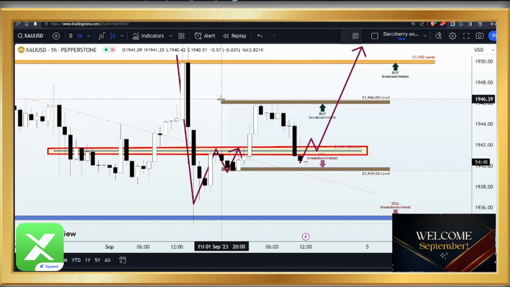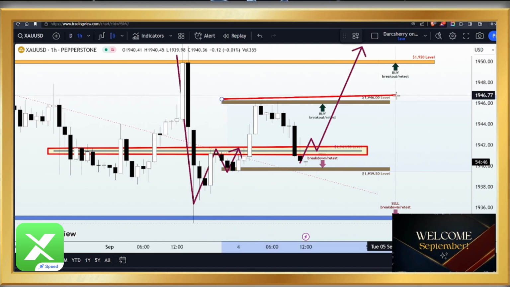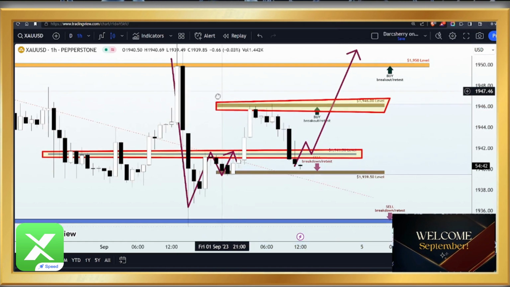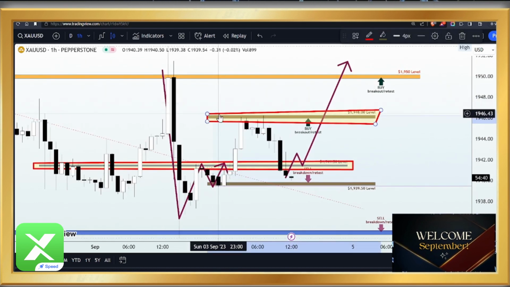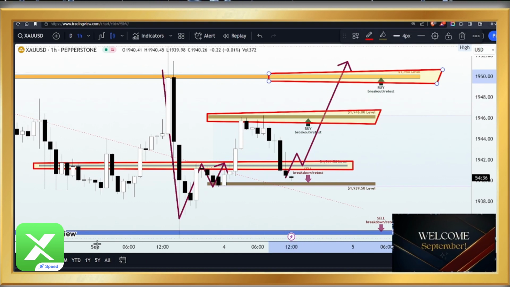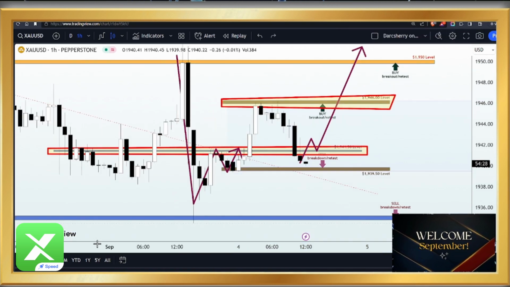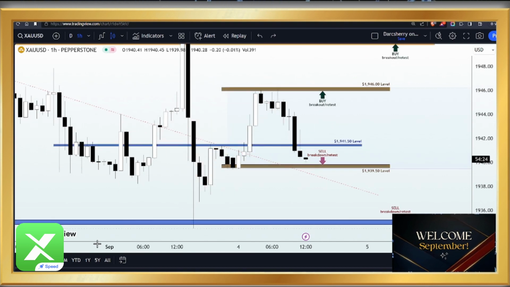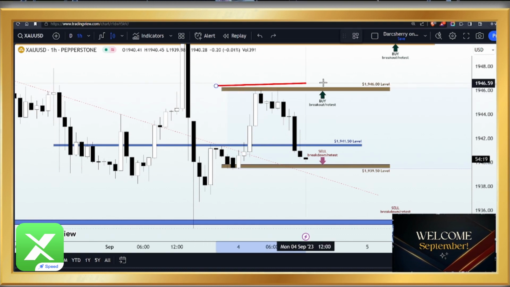where a further continuation to the upside, breaking out of the resistance line at the $1,946 level, will be welcoming more buying opportunities. And if this continues to the upside, a further breakout of the 1,950 level will be welcoming more buy positions. So this is how we are going to be managing our positions on the XAUUSD for today. It's a simple setup. Don't let us get it complicated. Our center of focus for today is simply between this range.